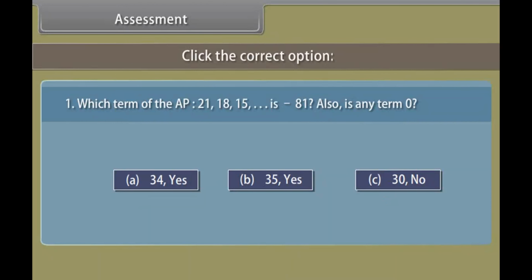Assessment. Now it's time for an activity. Click the correct option. Sum of first n terms of AP.